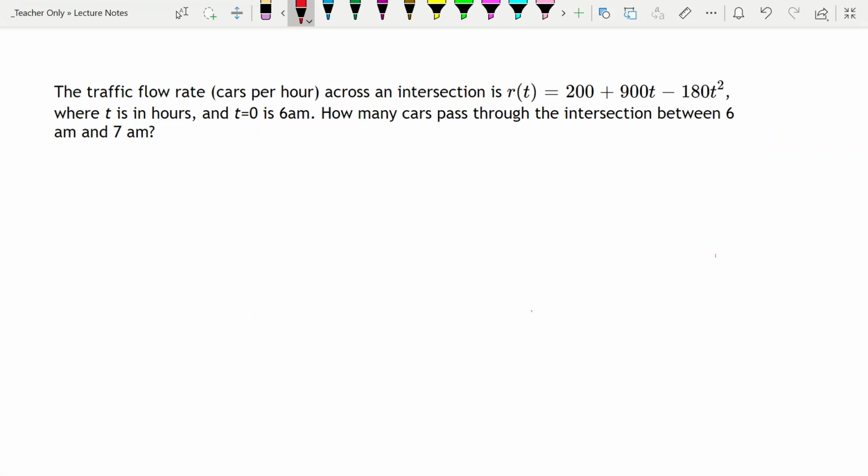All right, so let's take a look. In this problem, we are talking about the traffic flow rate, so cars per hour, across an intersection is R of t, which is equal to 200 plus 900t, and so on, where t is measured in hours.